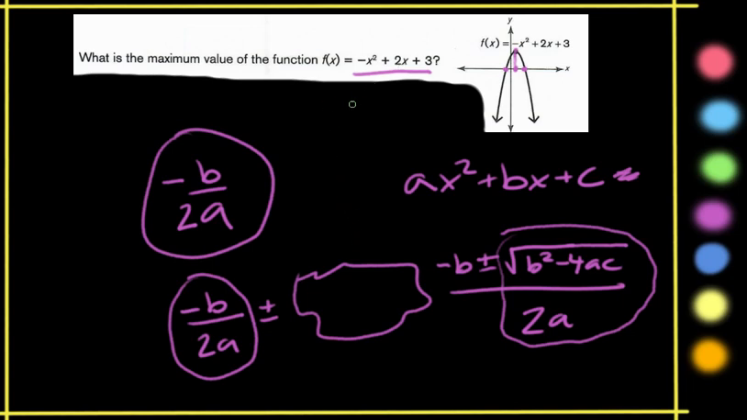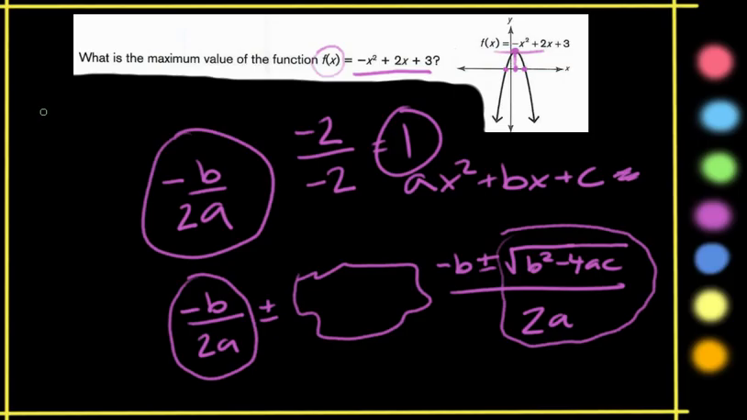And in our case, that will be minus 2 divided by minus 2, because b is 2 and a is negative 1. So we're going to have minus 2 over minus 2, which is going to be equal to 1. And we just plug 1 in for x to find out the function value at that point. Because they didn't ask us what is the x-coordinate, they asked us what is the maximum value of the function. But if we plug in 1 to this function, we'll find out the height of that parabola at that point.